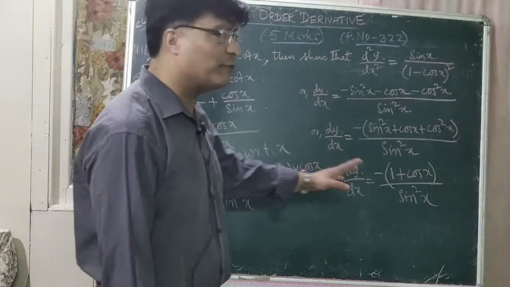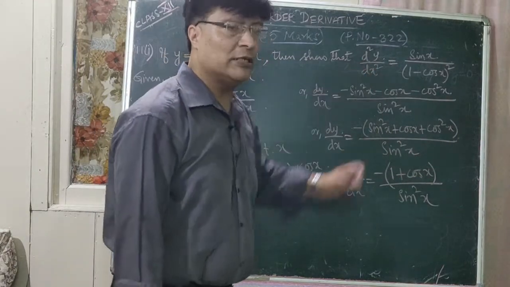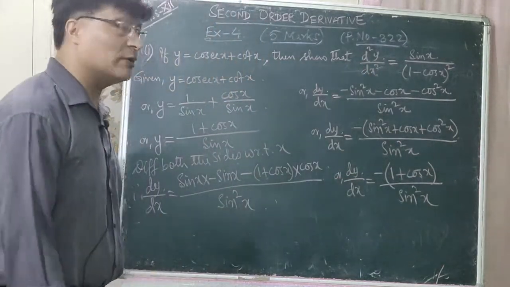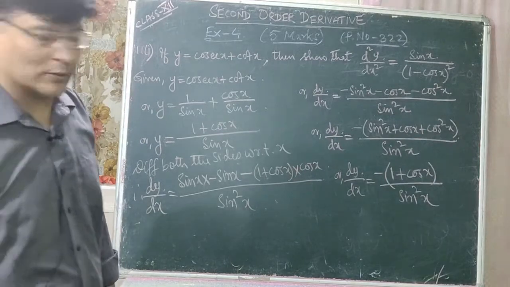But again you have to differentiate it to prove d2y by dx square is equal to sin x whole divided by (1 minus cos x) whole square. Okay.